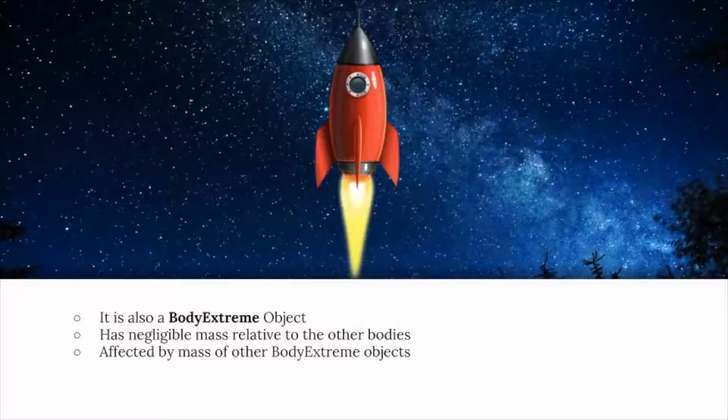The rocket ship is also a Body Extreme object, but it has a relatively negligible mass in comparison to the other things in space, so it's pretty heavily affected by the gravitational pull of the other planets and things.